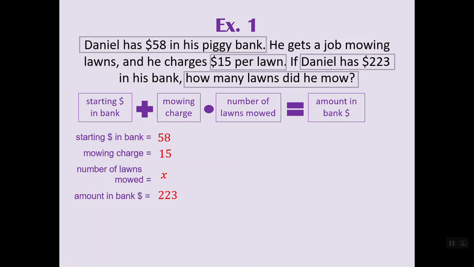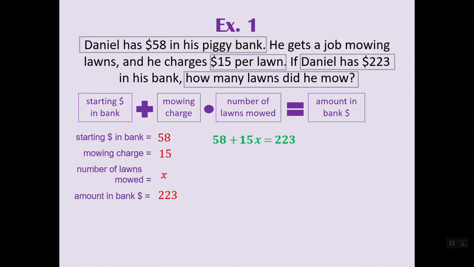Well, from here on in, it's pretty straightforward because we just need to go right with our word equation. First thing is starting amount in the bank. That's 58. Then we see a big plus. We write a plus. The mowing charge is $15 times the number of lawns that he mowed. We don't know that. That's x. So we write it right up next to that 15 to show its multiplication. Then an equal sign, and then the amount in bank is $223. Look at that.